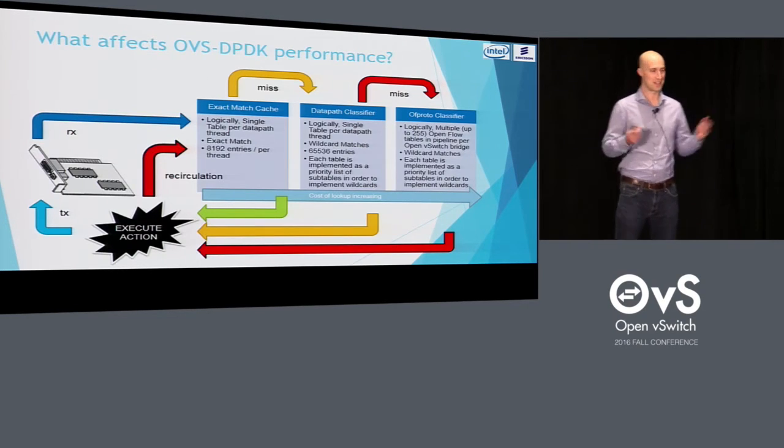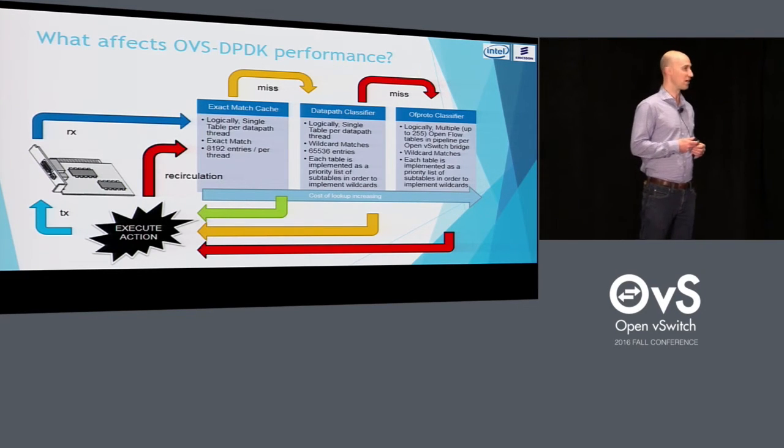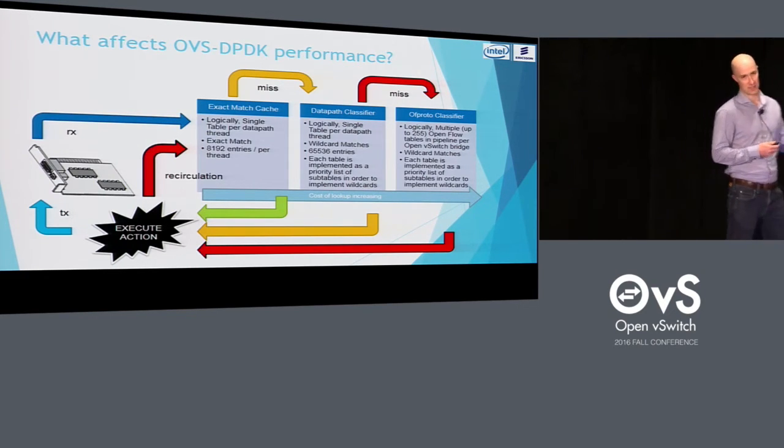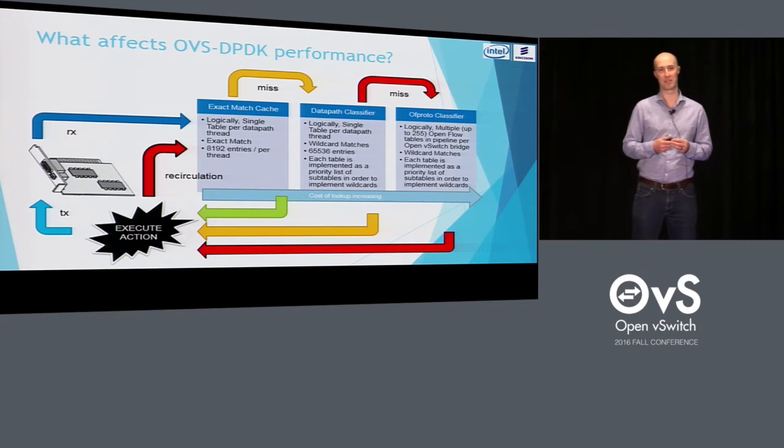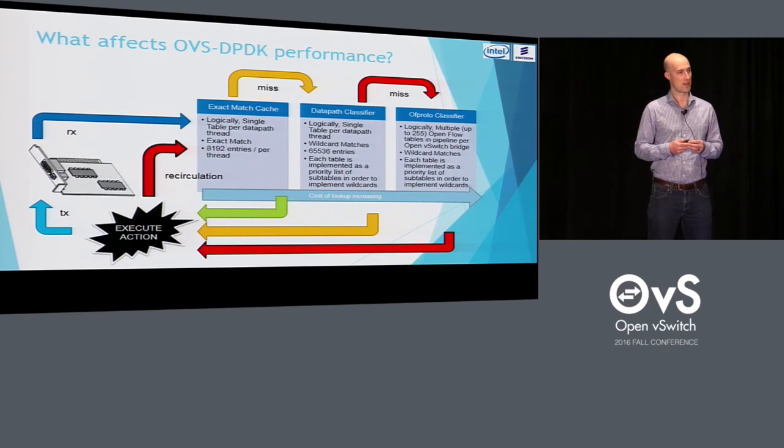So what are the things that affect OvS-DPDK performance? Kind of where are the bottlenecks? So this is a representation of the packet processing pipeline of OvS-DPDK. You receive frames from an interface, a physical or virtual interface.